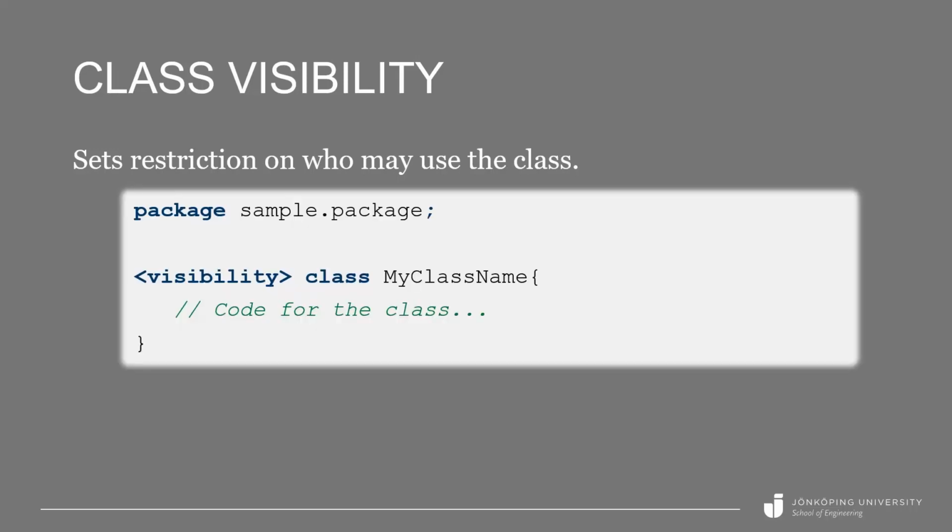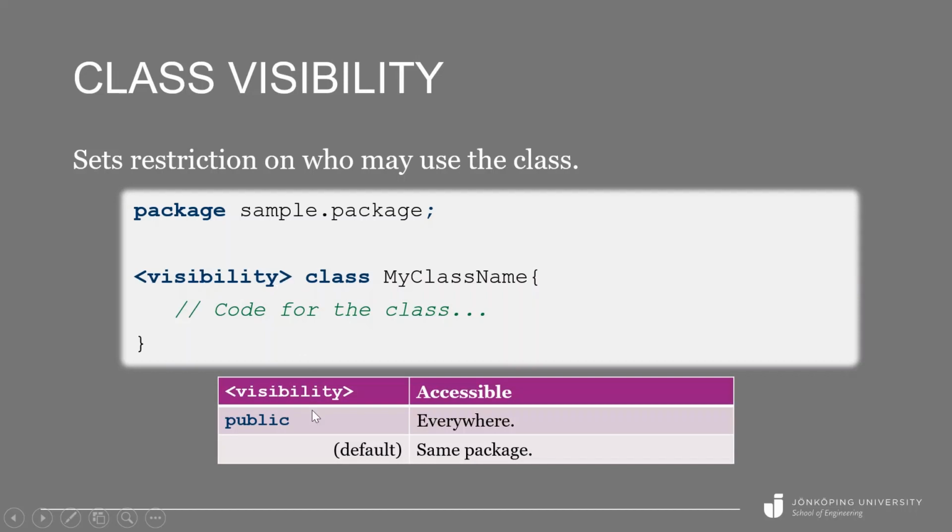Let's continue with classes, and the first thing you need to know when you are about to create a new class is that you need to specify which visibility the class should have, and this sets a restriction on who may use the class. So the syntax for creating a new class looks like this. You write class, then the name of the class, and then the constructor and methods inside the class. Here you get to specify the visibility the class should have. And you have 2 options for visibility here. A class can either be public or it can be default.